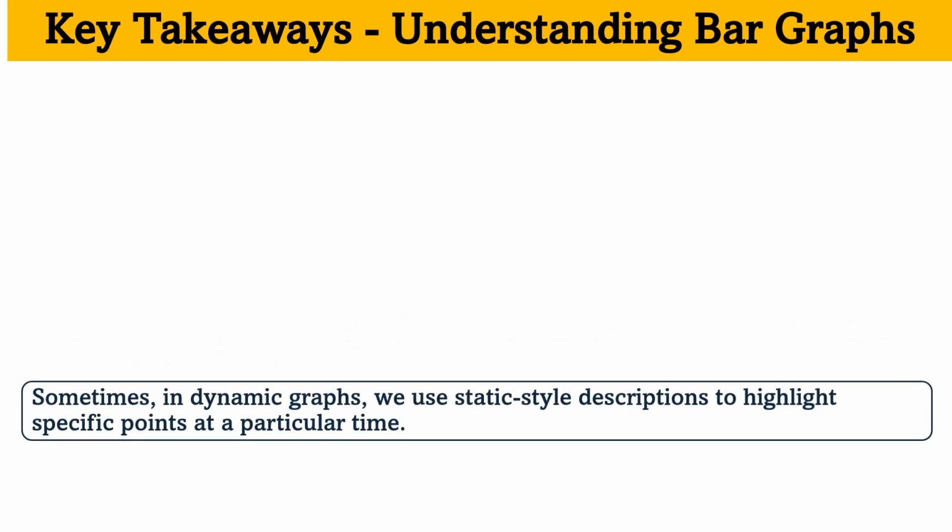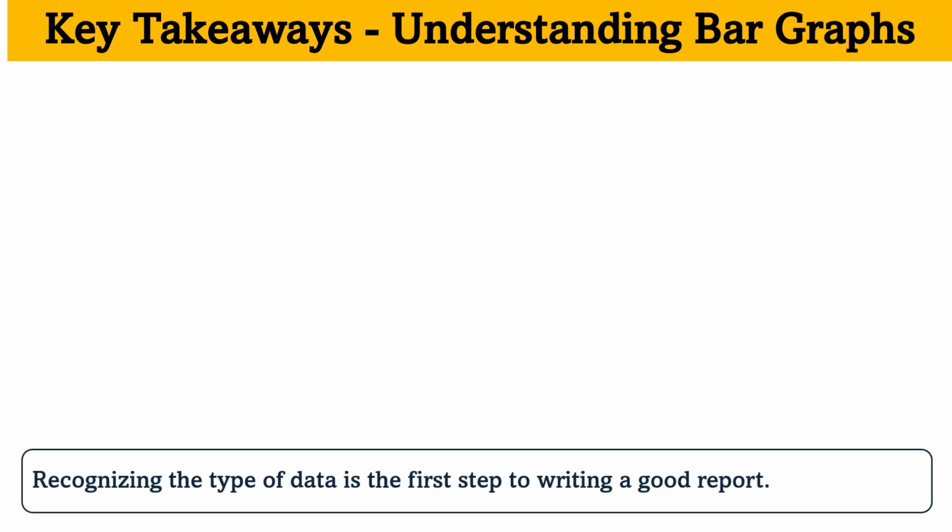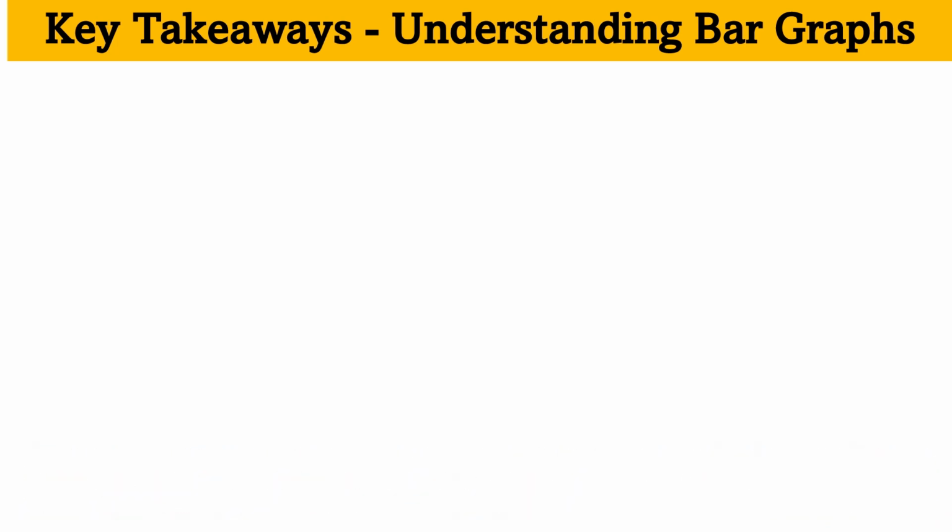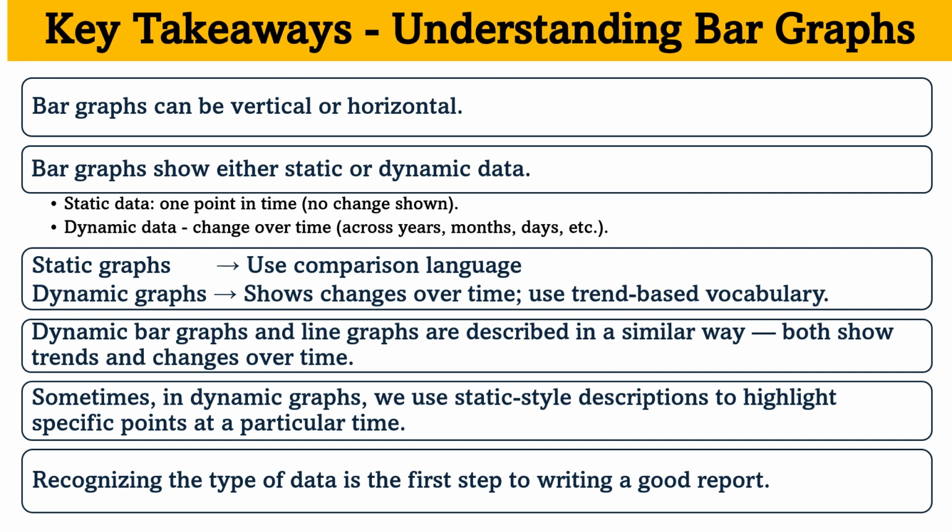And here is an important point. Even in dynamic graphs, we sometimes use static style descriptions to highlight what's highest or lowest at a specific moment. So the most important thing is, before you start writing, always check what kind of data you are looking at. It helps you choose the right structure, vocabulary, and focus for your IELTS Task 1 response. In the next videos, we will focus on how to write full descriptions for static and dynamic bar graphs step by step. So stay tuned.